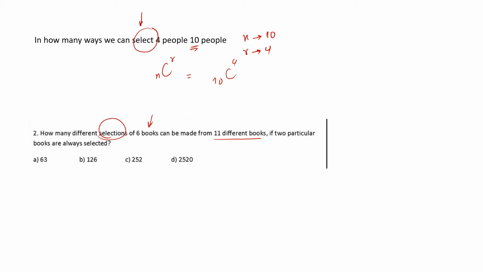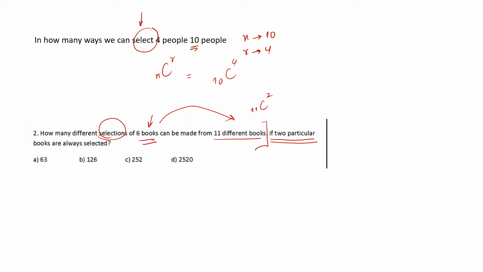Now if the question is still here, you have to select 6 books out of 11 different books. Then it becomes so easy that you will write 11C6 and that will give you the answer. But it's written if 2 particular books are always selected.